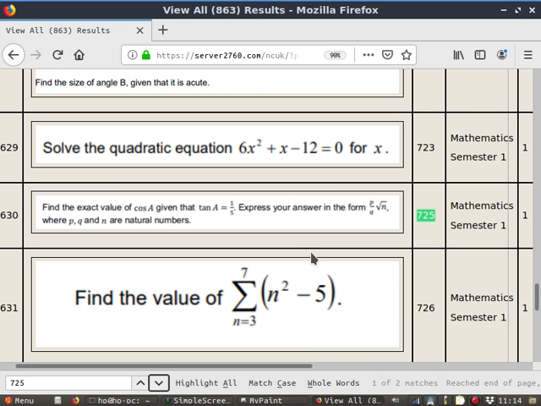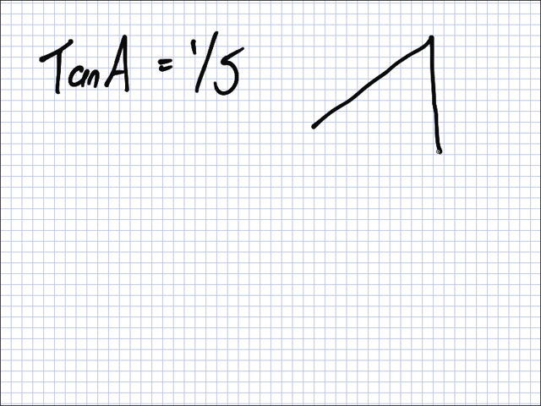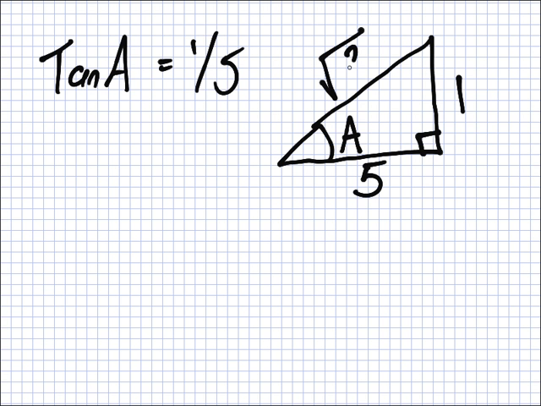Yeah. Find the exact value of cos A given that tan A is 1 over 5. Okay, so in other words, they tell you that tan A is 1 over 5, and they want cos A. It's not hard, but it's in special form. Well, the way we do it is by drawing a right angle triangle. And that's A, an angle there. This side 1, this side 5, and this side root 26. So cos A would be 5 over root 26.